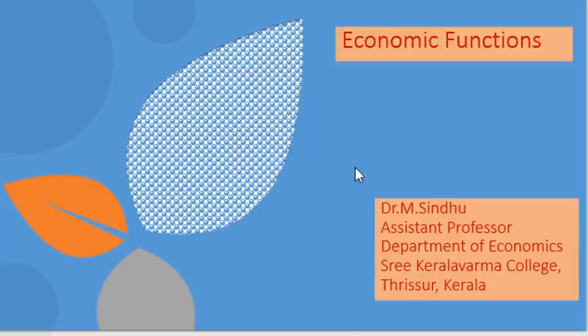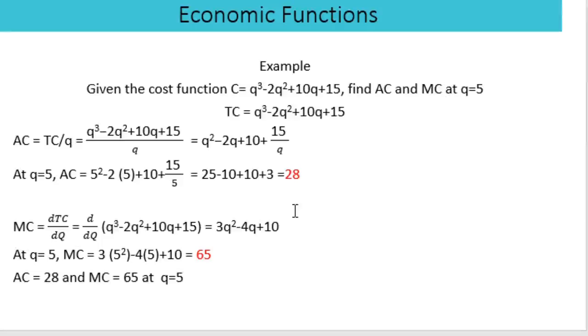Some of the examples are explained in this section. The next question is, given the cost function C equal to q cube minus 2q square plus 10q plus 15, find average cost and marginal cost at q equal to 5. Here the total cost function is given as q cube minus 2q square plus 10q plus 15, and we need to find the average cost and marginal cost at q equal to 5.